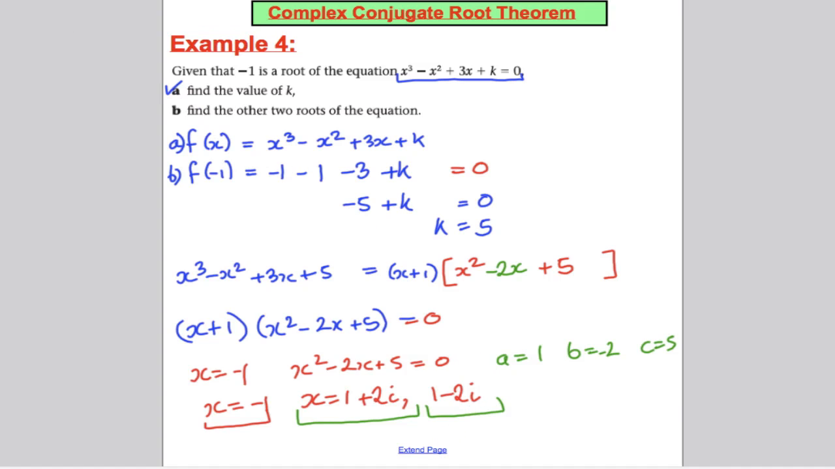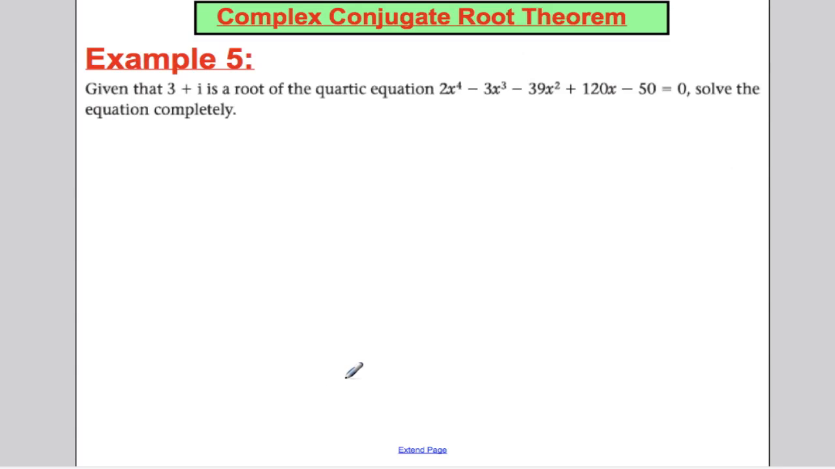Right, let's move on to example 5. Starting to get really complicated here, this is called a quartic. The highest power is a power of 4. Now, this is going to be quite tricky. It tells us that 3 plus i is a root of this equation. And it says, hence you can solve the equation completely.